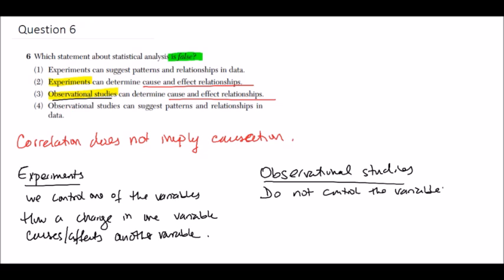So that's like a really, really classic example of an observational study that appears to determine a cause and effect relationship, but in effect does not. So observational studies can never determine cause and effect relationships. In order to do that, we would have to set up an experiment where we actually control one of the variables.